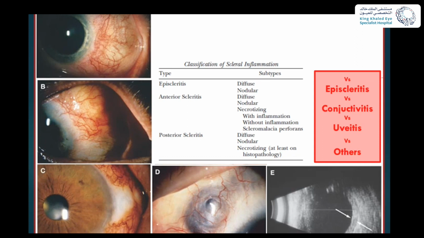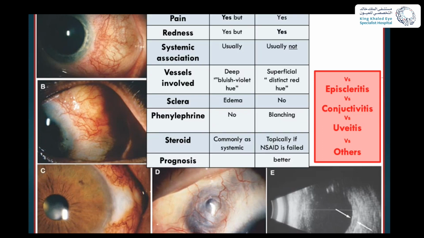One classic question from earlier: how to differentiate between episcleritis or conjunctivitis or uveitis or scleritis. Differentiation is a list of things. Don't think one test will be enough to tell you which one is which. It is a collection of points to tell you.